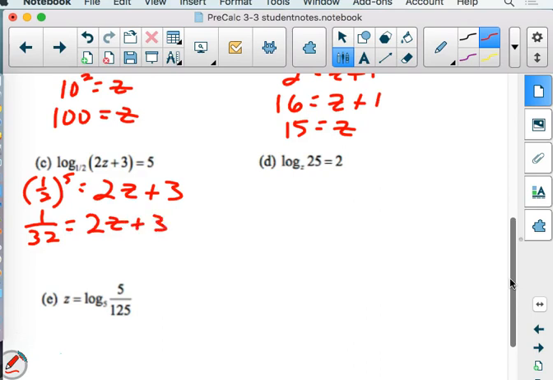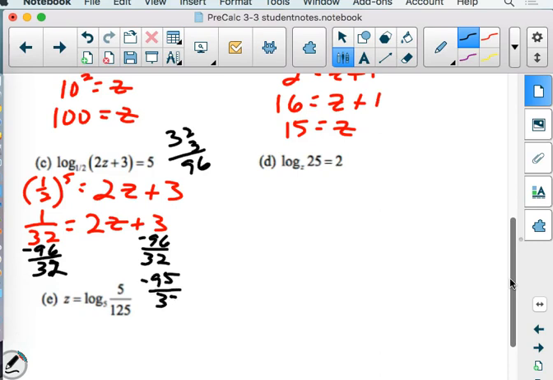But now we have to subtract 3 from both sides. So we better figure out how many 32nds 3 is. So 32 times 3 is 96. We need to subtract 96 32nds. That's not going to be pleasant. Negative 95 32nds equals 2z.